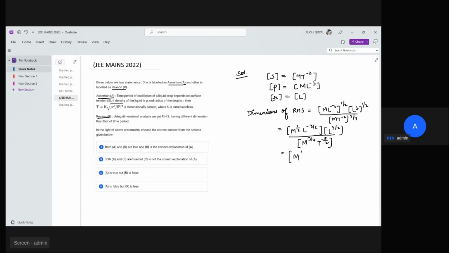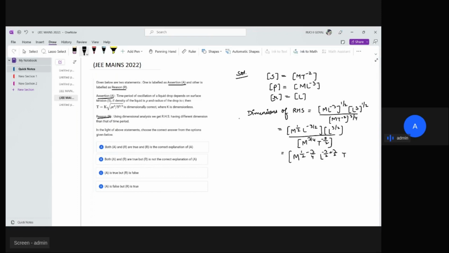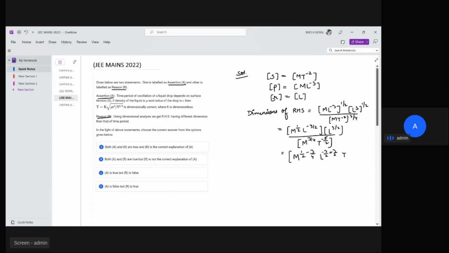M total is 1/2 minus 3/4. L is -3/2 plus 3/2, and T will be, what is the value of T here in total? 2 into 3, oh sorry, it is 2 into 3 by 4. That means it is 6 by 4. By mistake I have written minus 6 by 4. Okay, so T is minus 6 by 4.